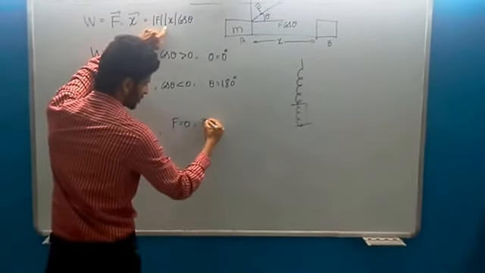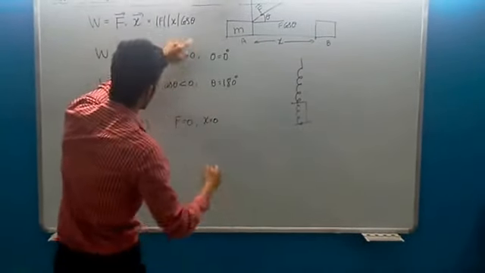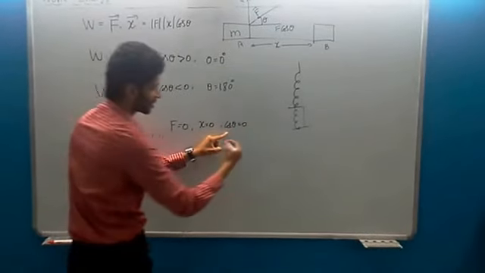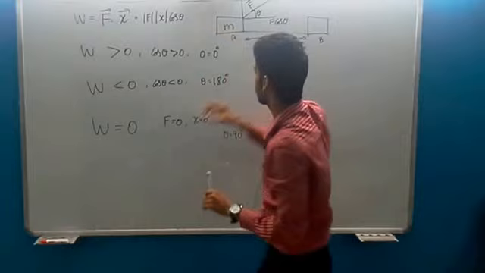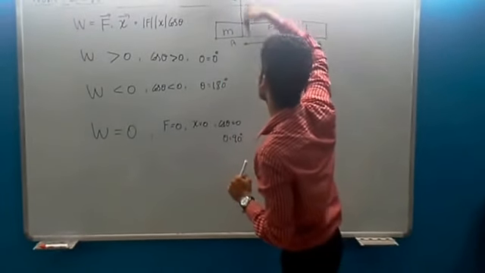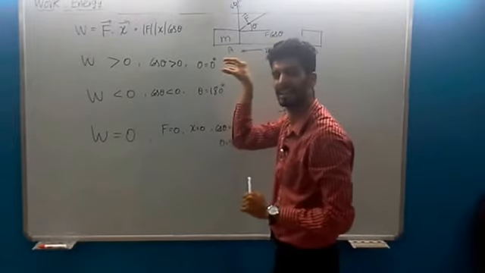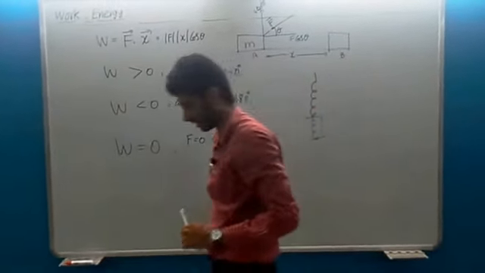And the next possibility is X is equal to 0. If there is no displacement, no work done. Another possibility is making cos theta equal to 0. So when can you make this cos theta 0? Theta is 90 degrees, pi by 2. That means if you apply force perpendicular to the displacement, that is theta 90 degrees, then there would not be any work. That's the third case.